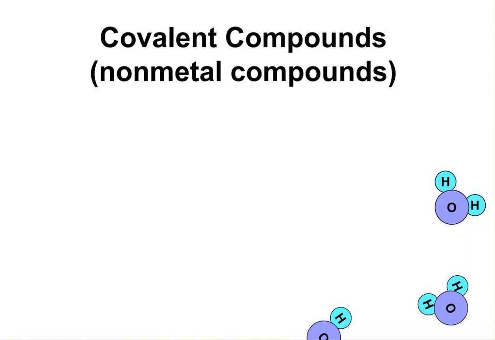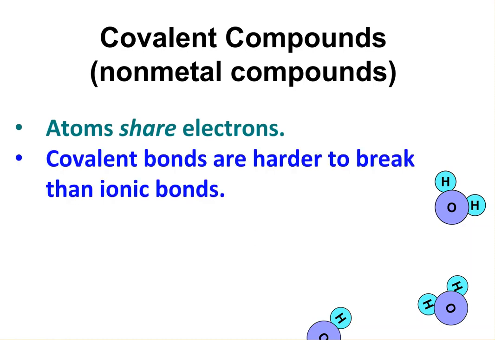So a covalent compound is made from nonmetals. And of course, covalent means we're sharing electrons between atoms. Covalent bonds are harder to break than ionic bonds, and that's because they are sharing. The electron clouds in there actually do overlap because they have electrons that are literally spending time with each of the atoms.